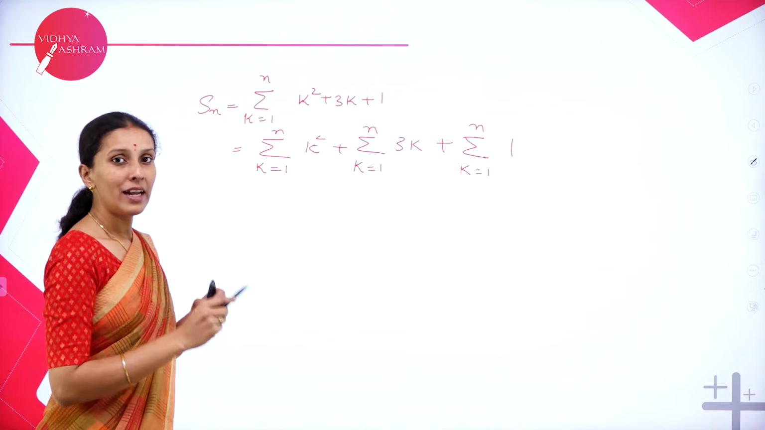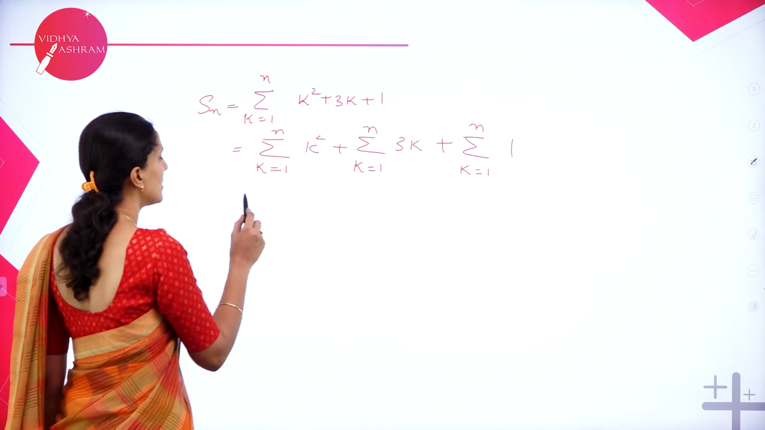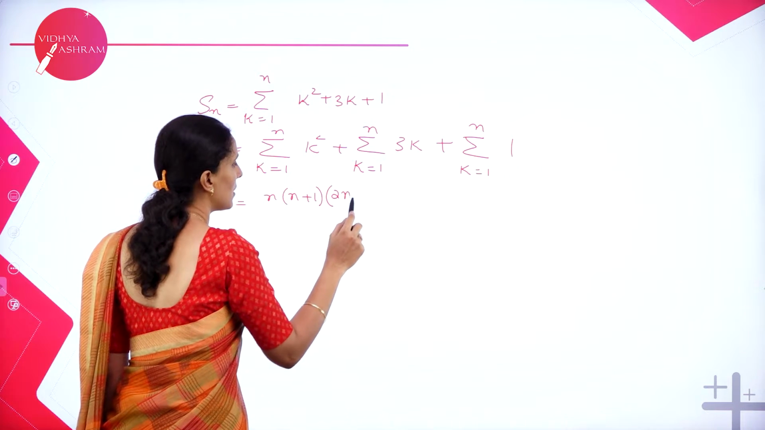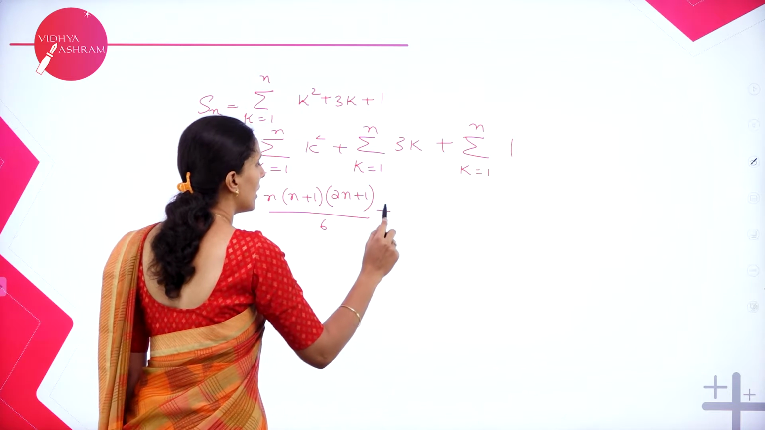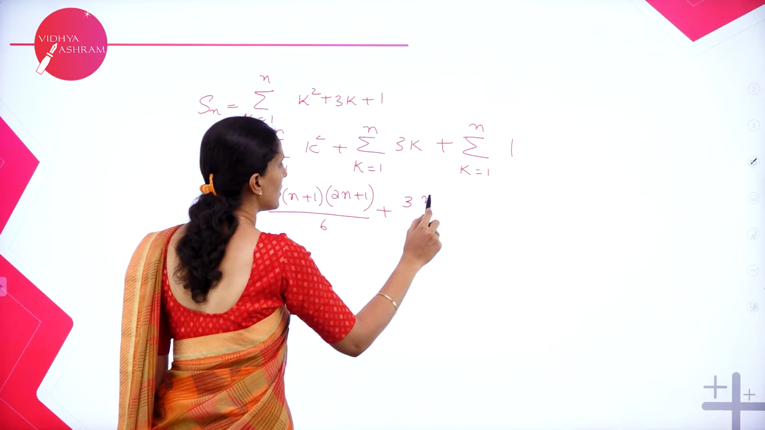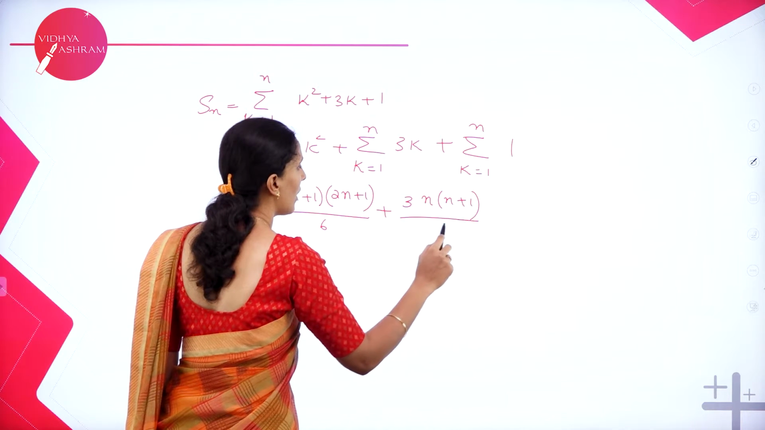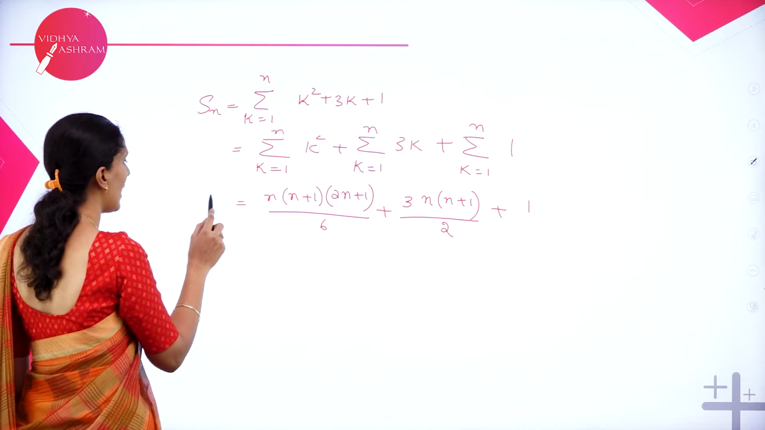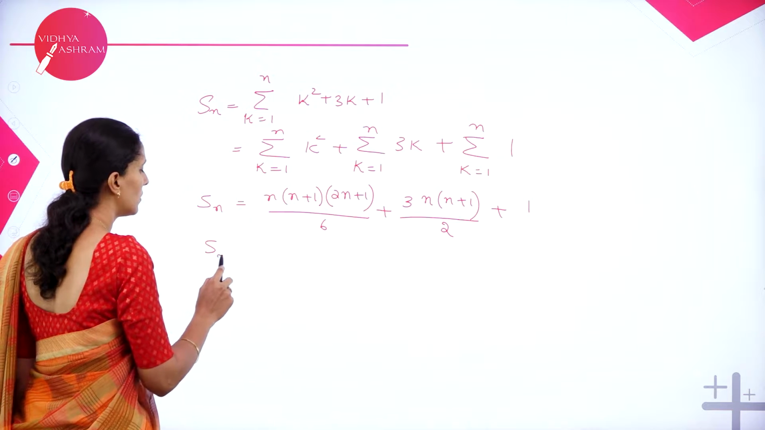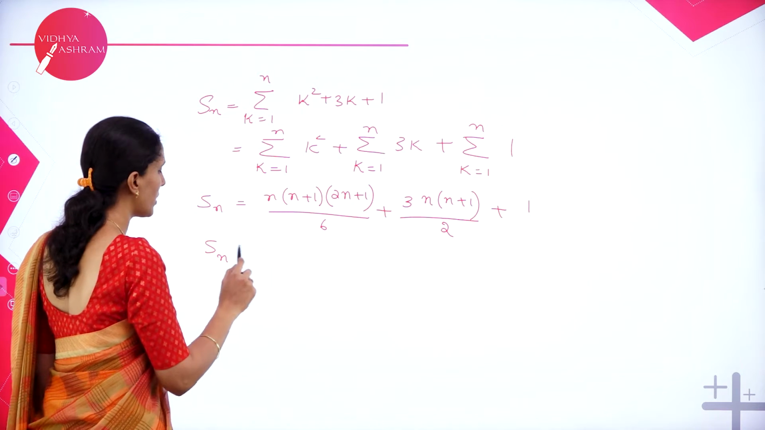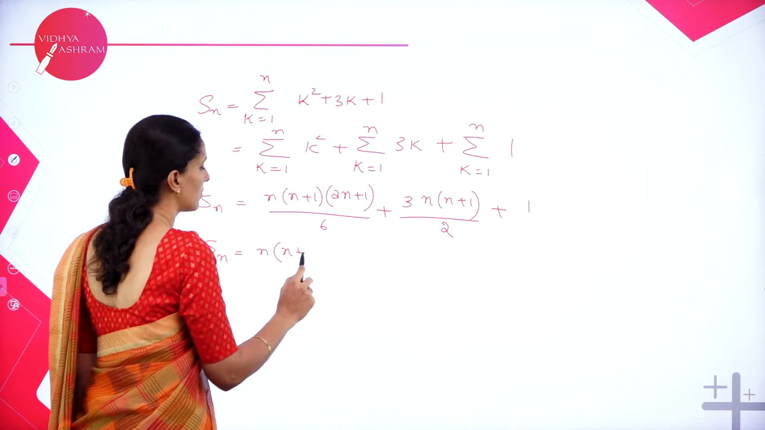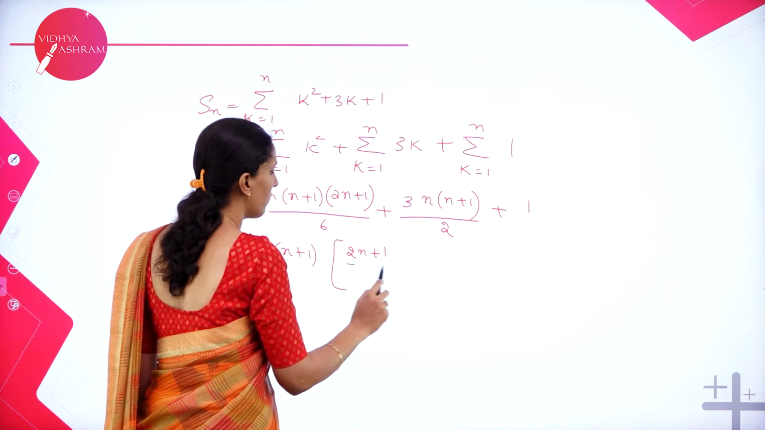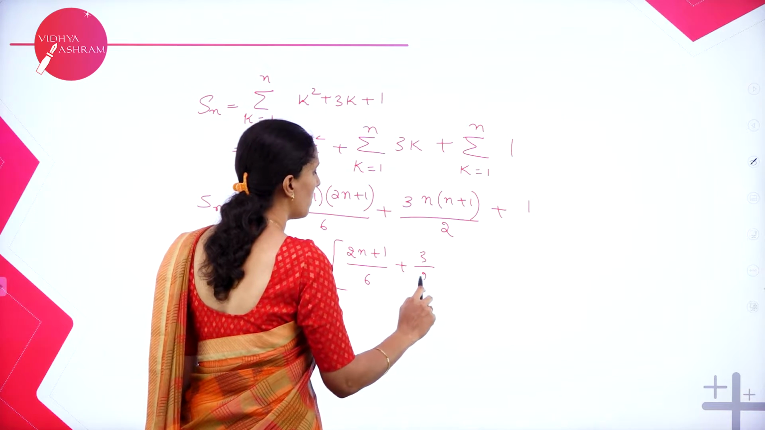Now, what is the formula for summation k square? It is n into n plus 1, 2n plus 1 divided by 6. And here we can take 3 outside, so this is n into n plus 1 divided by 2. And here we get it as 1. So, on solving this Sn, take n into n plus 1 outside. What we are left with is 2n plus 1 divided by 6 plus 3 by 2 plus 1.